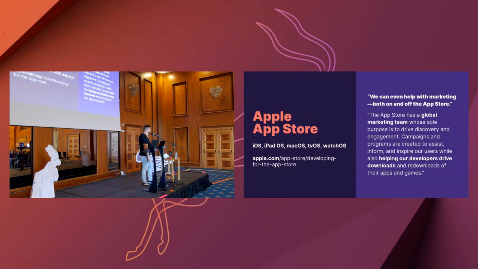As a specific example, this is from Apple's App Store marketing website. And as a reminder, the Apple App Store is available for iOS, iPadOS, macOS, tvOS, watchOS, everything OS basically. And so they say specifically, we can help you with marketing both on and off the App Store. The App Store has a global marketing team whose sole purpose is to help developers drive downloads for their apps. So you can go look at their website there. They have a whole mini website talking about why App Store is so great and why it's a marketing tool. So on the Open Desktop, we've got to do a good job too, because again, this is what we're up against.